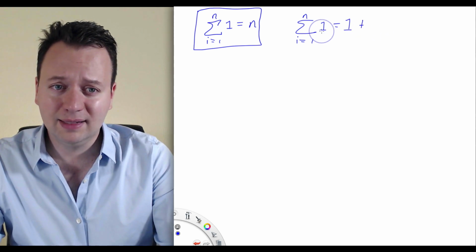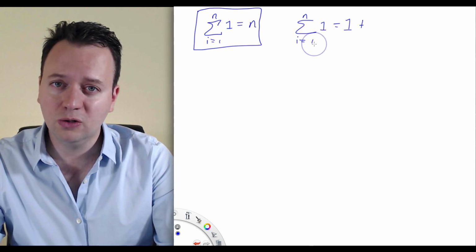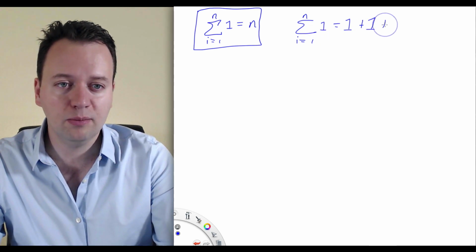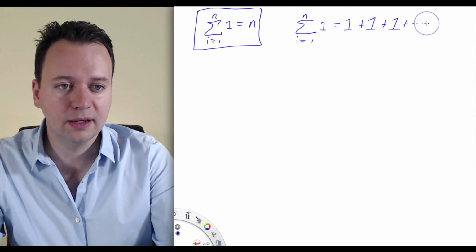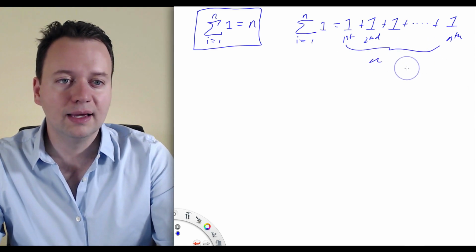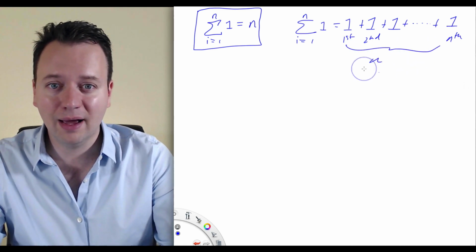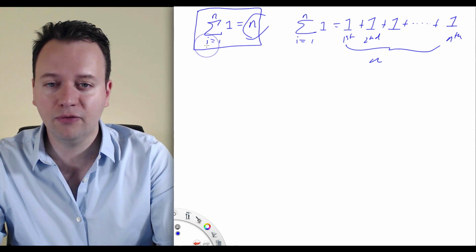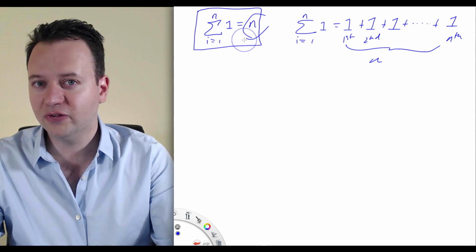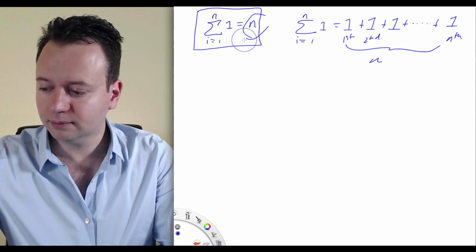Next, we add to that the same expression, but with i replaced by 2. Since there's no i, when I replace i with 2, I still get 1. So I get 1 plus 1 plus 1 plus all the way up to the nth term. So this is the first term, second term, all the way up to the nth term. So there are basically n of these, and when I add 1 together n times, I just get n. So the sum from 1 to n of 1 is just equal to n. That's the simplest type of summation you can do.